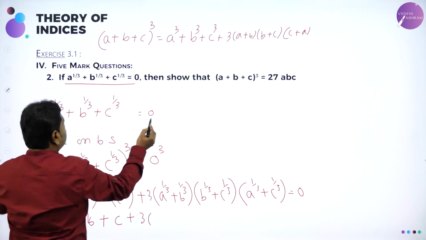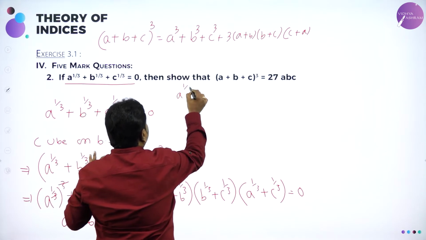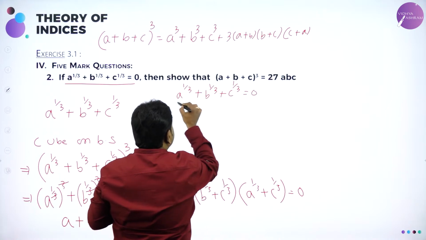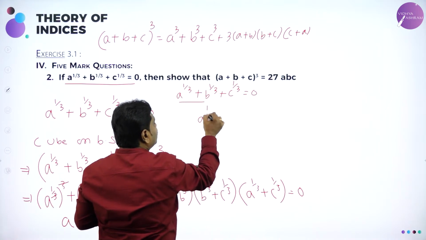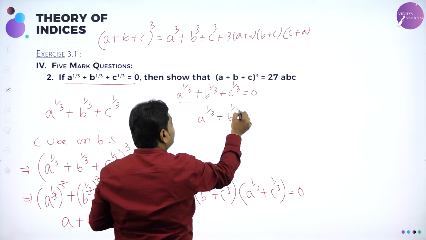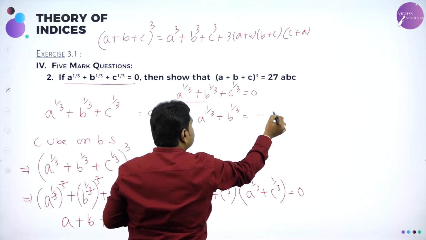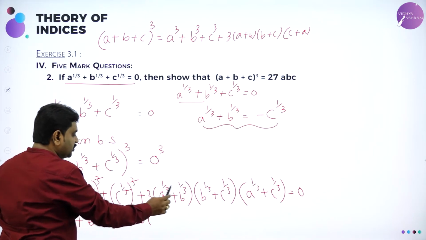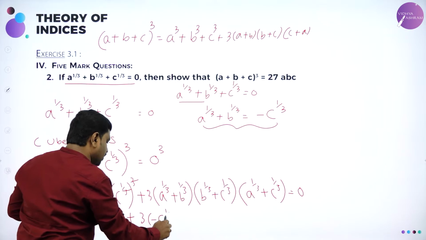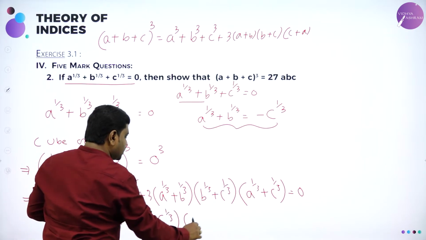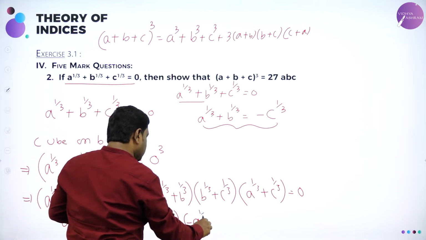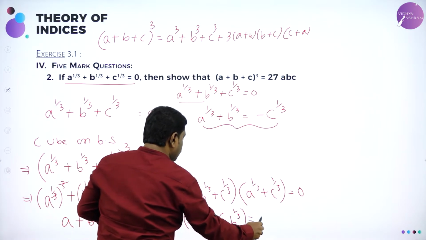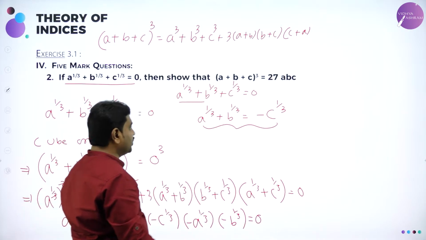See, from the given condition, if a^(1/3) + b^(1/3) + c^(1/3) is 0, then the sum of any two will be the negative of the other. So now, what is a^(1/3) + b^(1/3)? Transfer this to the other side, so minus c^(1/3). This is the format we'll use. So I have a^(1/3) + b^(1/3), I'll write minus c^(1/3). Similarly, b + c I'll write minus a^(1/3). Similarly, a + c I'll write minus b^(1/3), is equal to 0. So now simplify this.